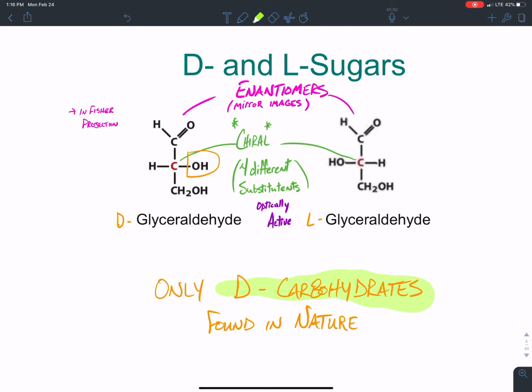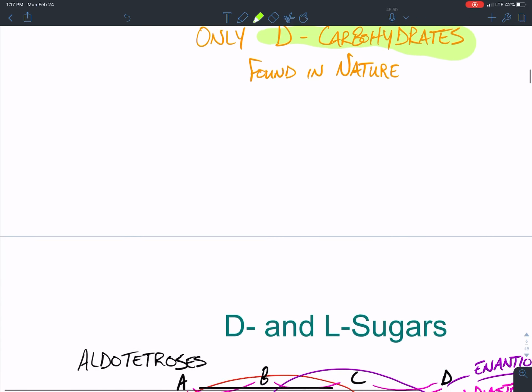Okay, so here in the Fisher projection, we're looking at glyceraldehyde, the D form, and the L form. And you can see what's switching is the OH right from left to right. They're both at the chiral group, and these two together are enantiomers, meaning they're mirror images of each other. And they have 4 different substituents. They also are optically active, so it shows up when you shine light on them.